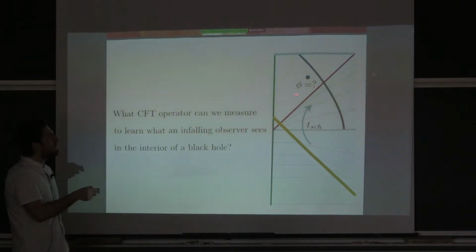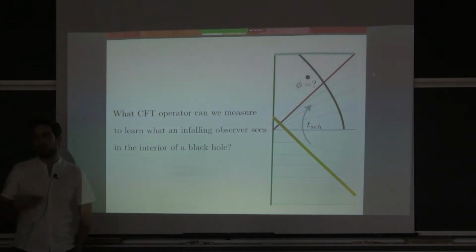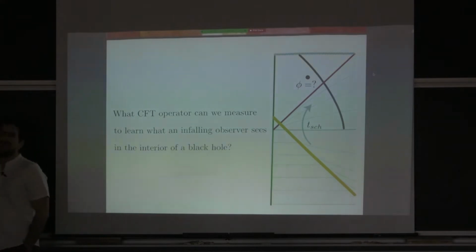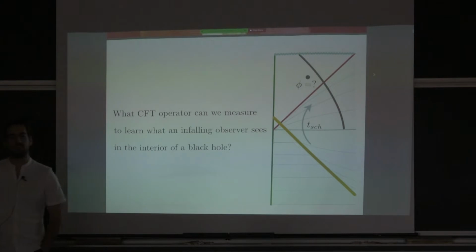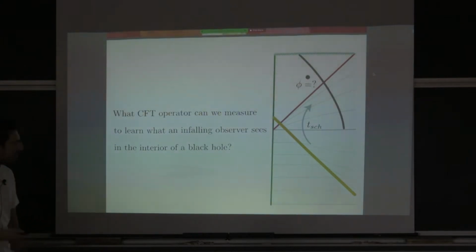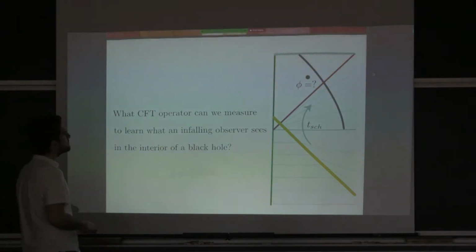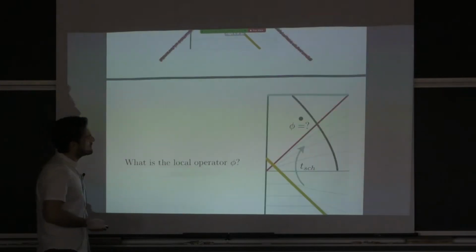So the question of whether this operator makes sense and what its expectation value is directly related to the question of concretely asking the firewall question: is there a firewall or is there not? So that's what we would like to understand. I have some slides about the information problem, which I will skip.